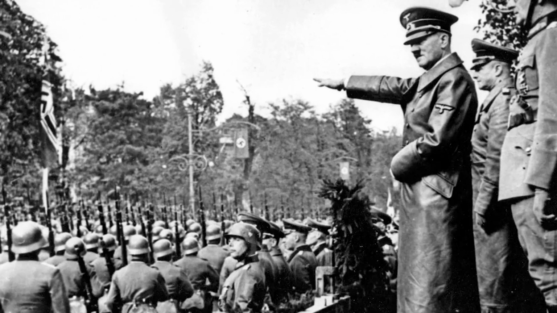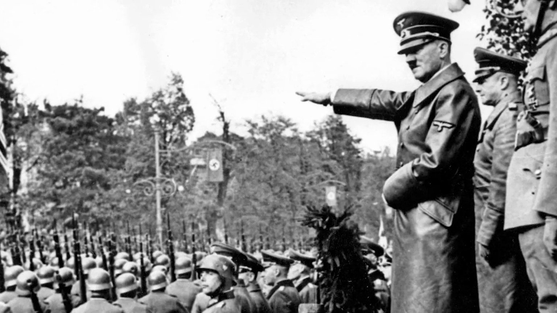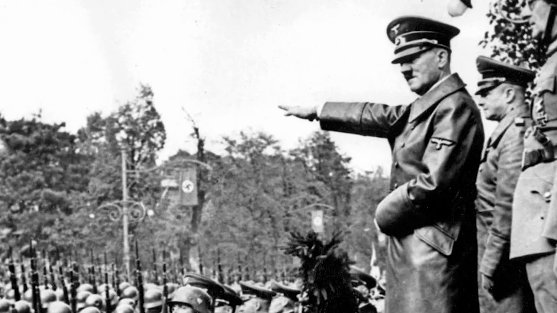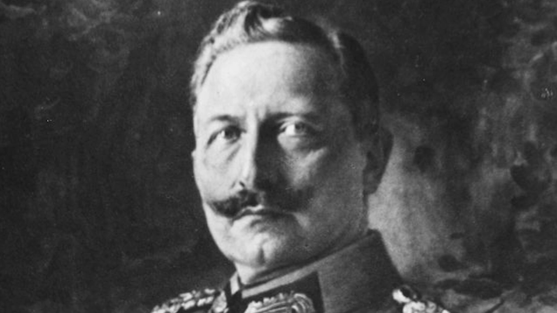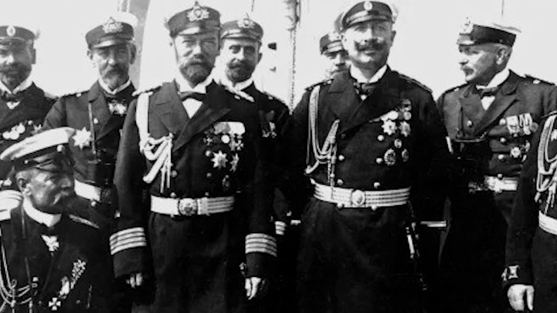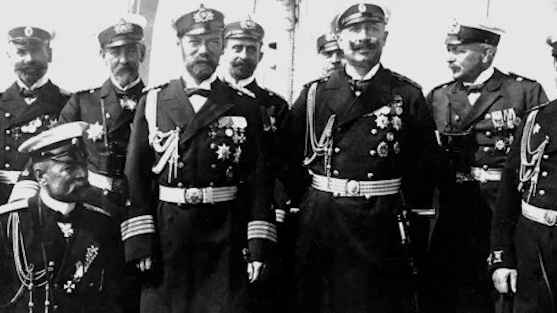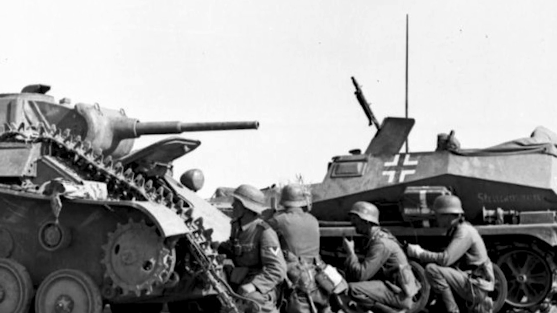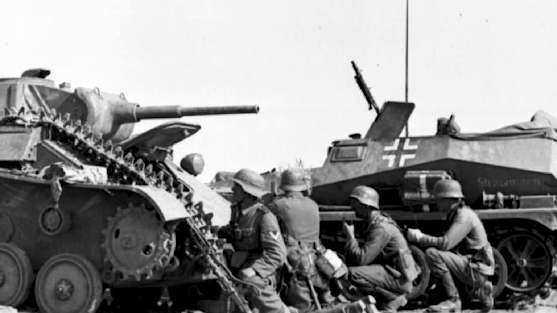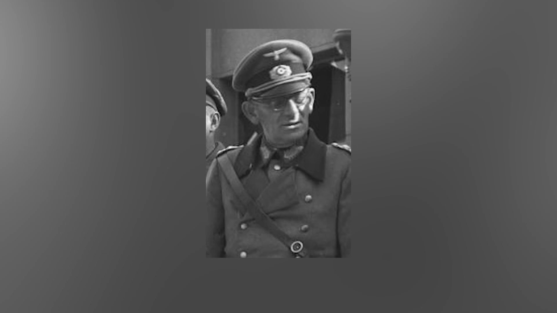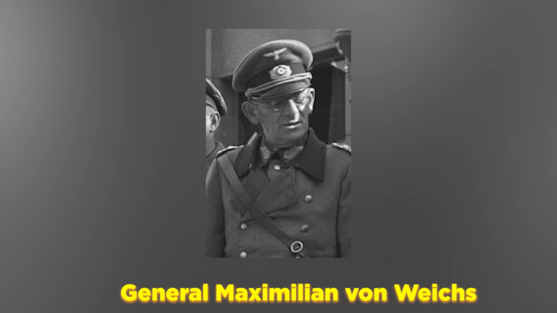However, Hitler stepped in and instructed the Army Group South to split in two. The Army Group South A, led by Wilhelm List, was to push south towards the Caucasus, whereas the Army Group South B, which included 6th Army and 4th Panzer Army under the command of General Maximilian von Weichs, was to head east towards the Volga and Stalingrad.